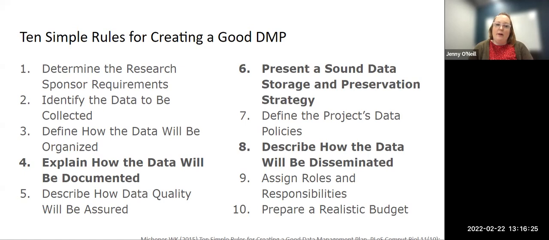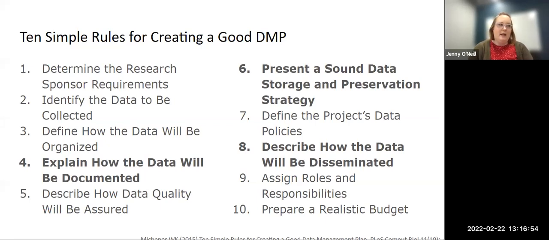Define how the data will be organized. So you want to think about a file naming structure, so that you would apply a consistent file naming structure across all of your files. And on our library LibGuide, we have some examples of how you can do that. You also want to think about how you are organizing the data in terms of the folder structure that you're going to be using. And again, on our website, we have some examples of how you can do that.